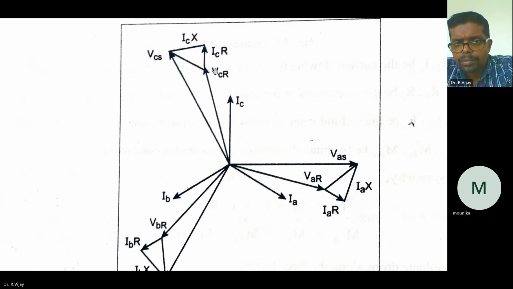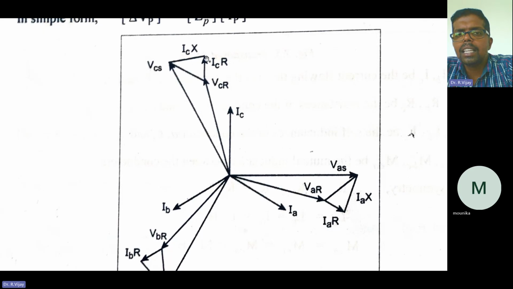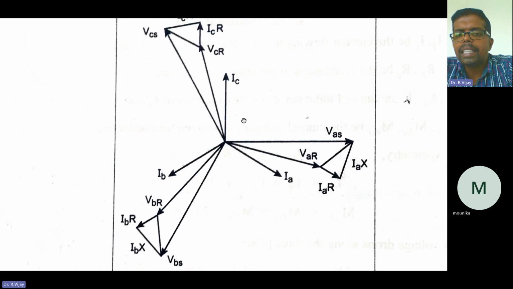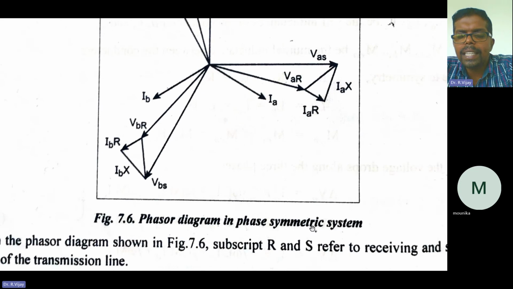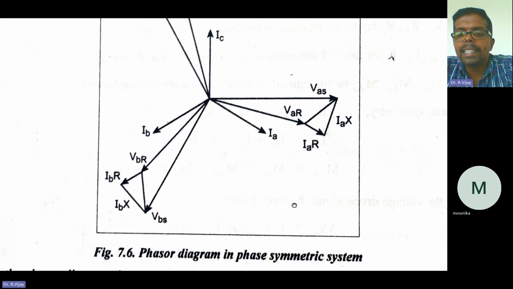VCR. Having the resistance components and reactance components, the resultant is the sending end voltage. So having the currents IA, IC, and IB, similarly for all. So this is the phasor diagram in the phase symmetrical system.